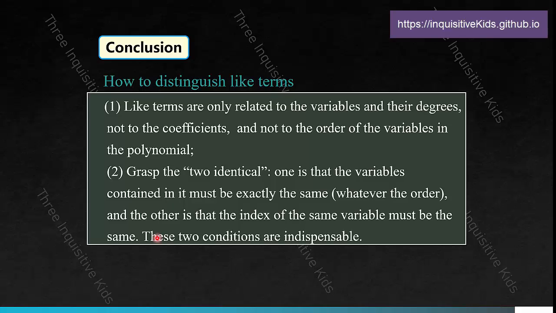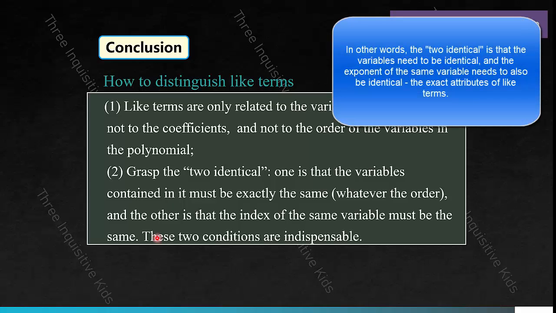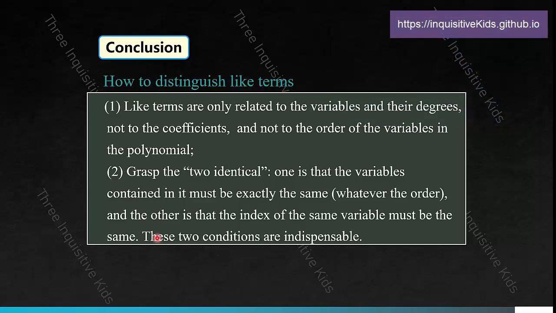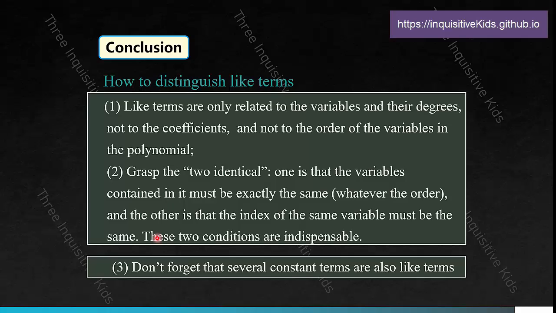2. Grasp the two identical conditions. One is that the variables contained in it must be exactly the same, whatever the order, and that the index or power of the same variable must be the same. These two conditions are indispensable. And 3, don't forget that several constant terms are also like terms. So if we have a constant term, it would be considered a like term.